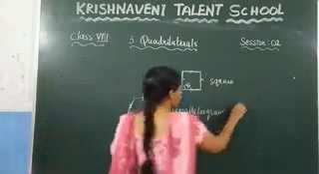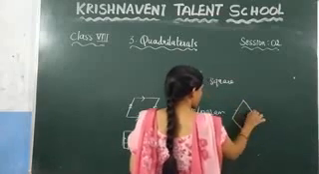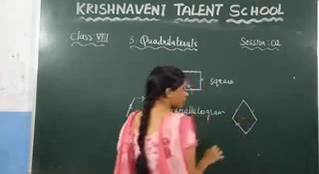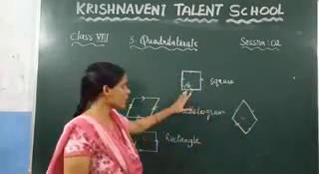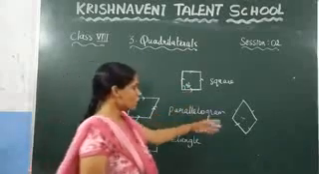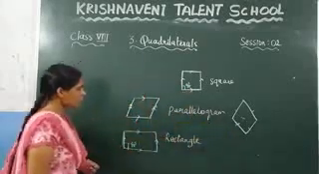We have discussed the rhombus. What is a rhombus? In a rhombus also, we get all the sides equal. Here, what is the difference between these two? Here the angles are equal to 90 degrees. Here, no angle is equal to 90 degrees in this case.